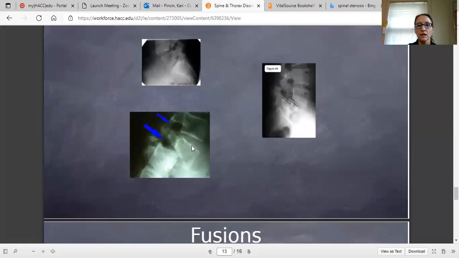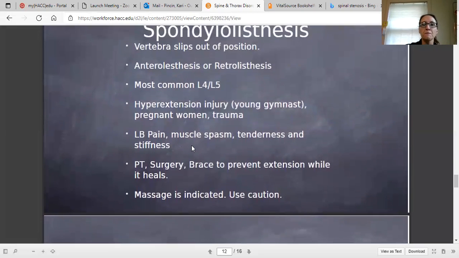Oops. Yeah, that looks really bad, doesn't it? Yeah, that is bad. That is what I'm talking about with spondylolisthesis. It moves out of position, not where it should be. It's an issue, it's a problem.